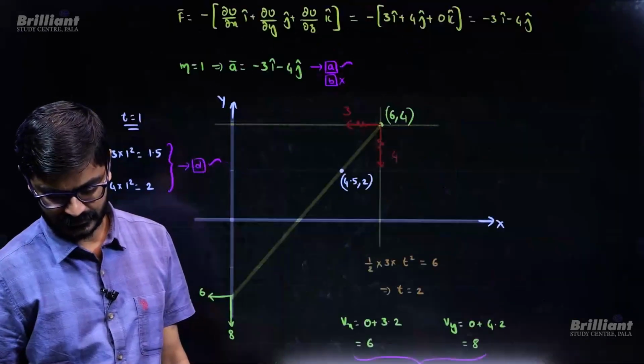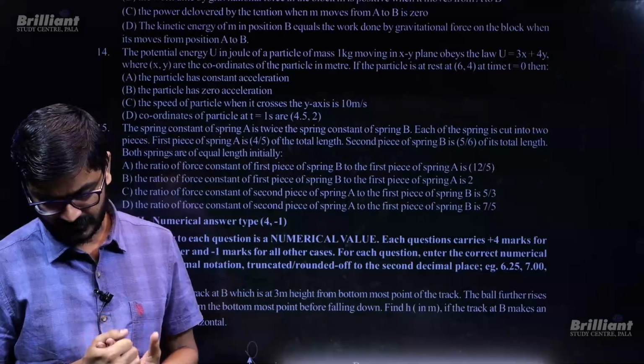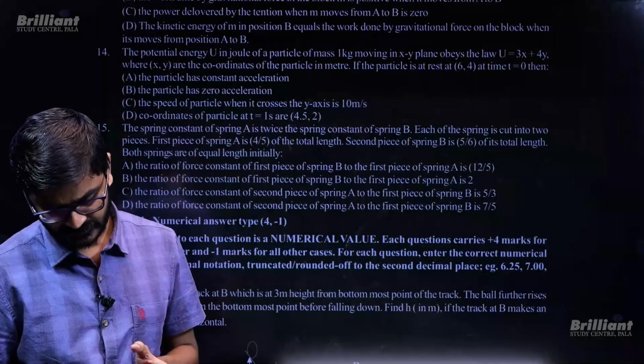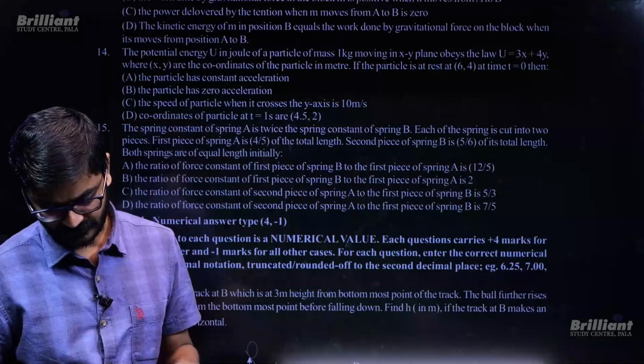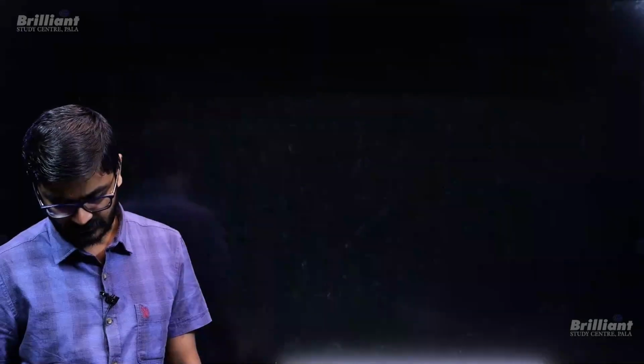The spring constant of spring A is twice the spring constant of spring B. Each spring is cut into 2 pieces. The first piece of spring is 4 by 5 times its original length. The second piece of spring is 5 by 6 times its original length. Both springs are of equal length initially.